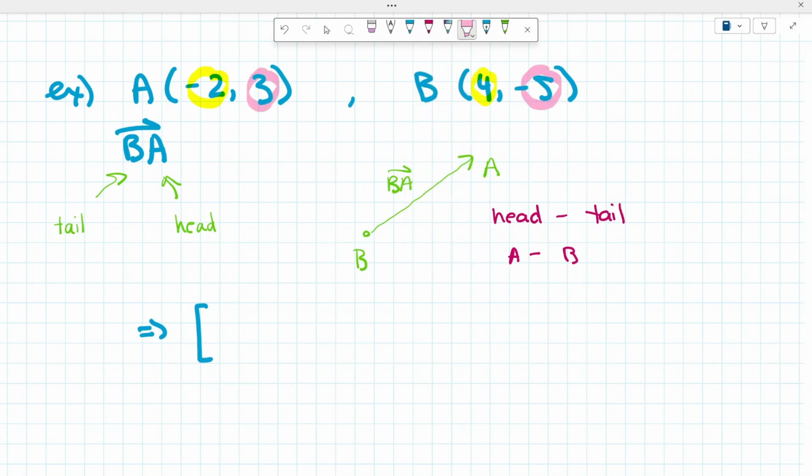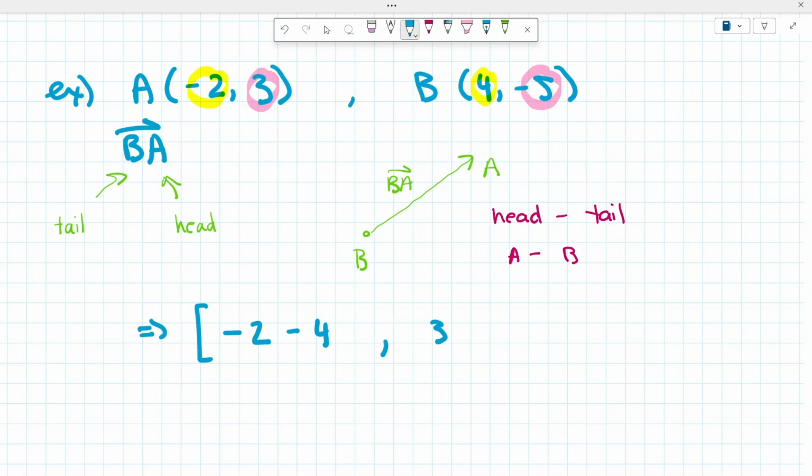So if we write that out over here, in terms of our x portion, we'd have -2 minus 4. So that's our first component. And then our second component is going to be our 3 minus our 5.